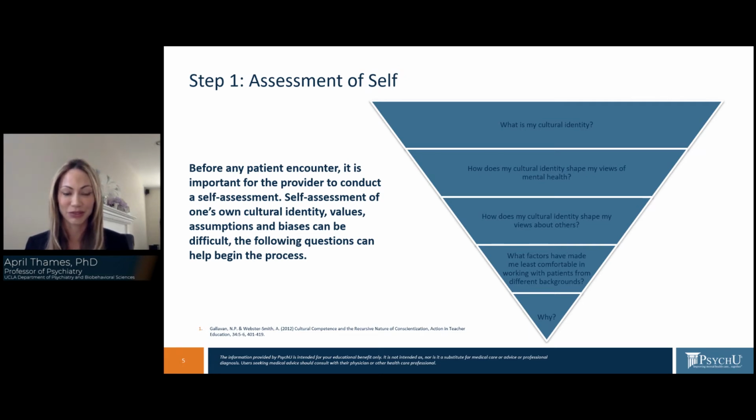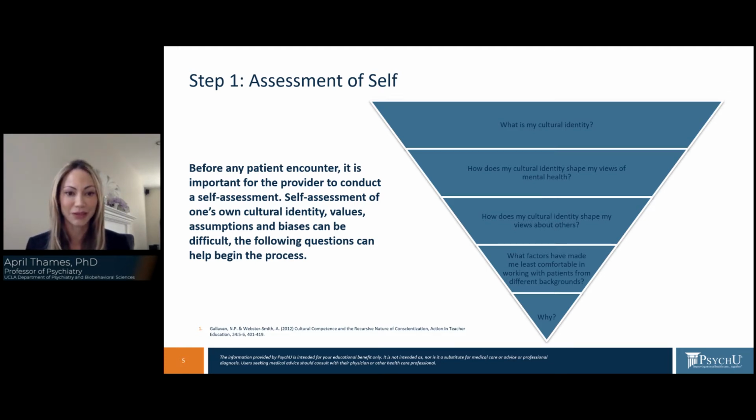So what does that actually mean? Well, before any patient encounter, and this really should happen early on in one's training, but unfortunately it doesn't. So sometimes, providers, even if they've been practicing for years, this is a really good exercise to take into consideration. It's important for the provider to conduct a self-assessment and to think about one's own cultural identity, values, assumptions, and biases. And there are some questions that can help guide the process.